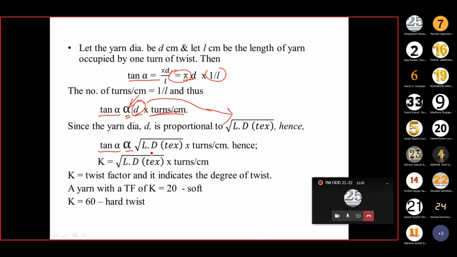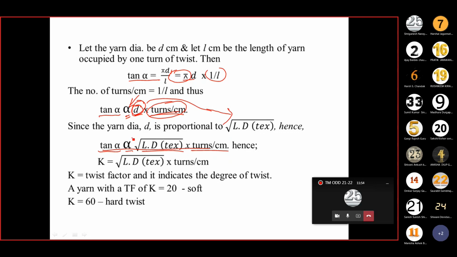Tan alpha is directly proportional to the square root of density, that is, square root of density into turns per centimeter. This is remaining turns per centimeter. So the formula will get modified like this. Tan alpha is directly proportional to the square root of x into turns per centimeter.